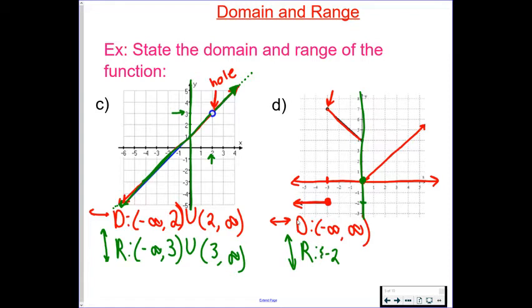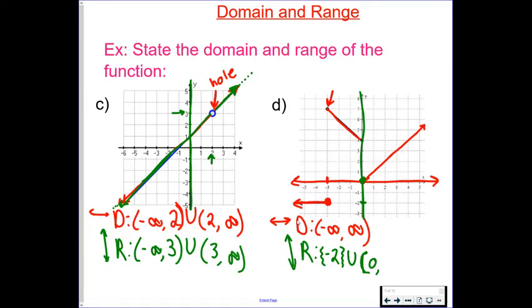I'm going to use set bars to say it's negative 2 because it's just one point. It's not a whole set of points. It's just negative 2. Union. Pick back up at 0 because that's a closed dot. I'm going to use a bracket.